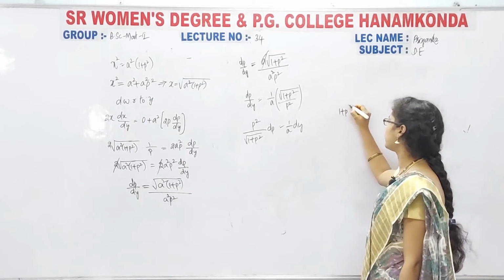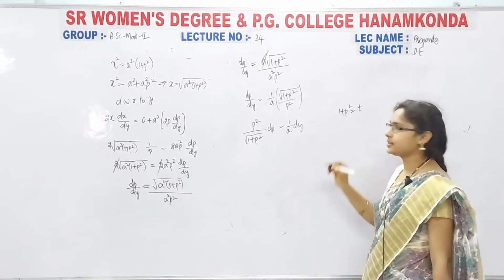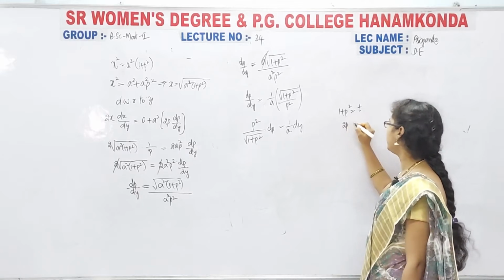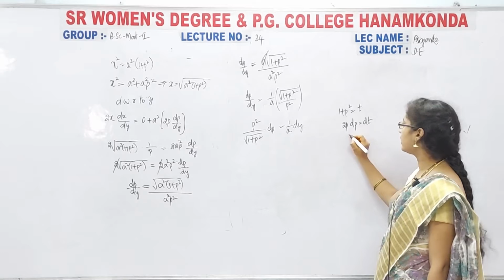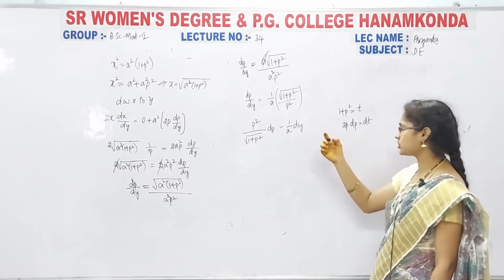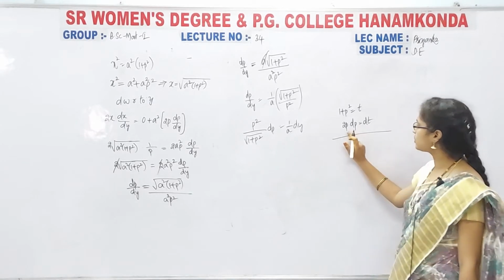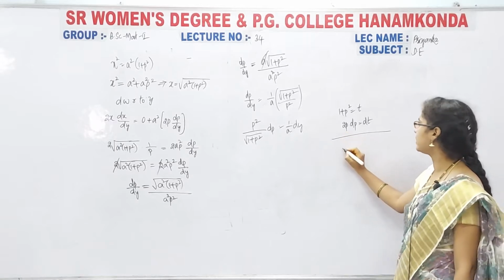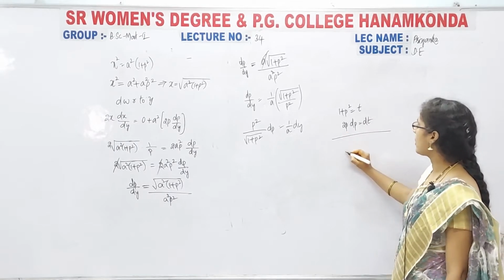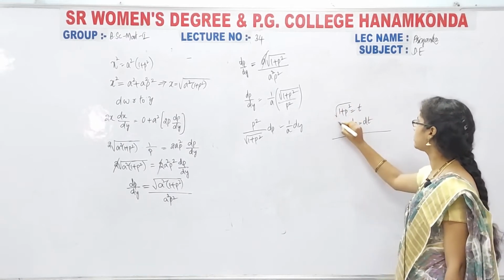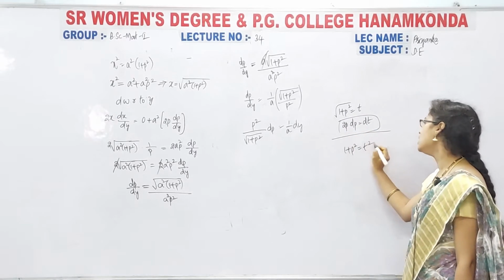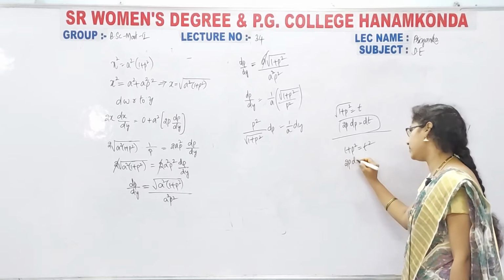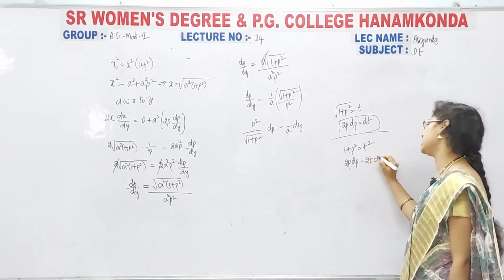So that's why I am taking 1 plus p square equal to some t, then 2p into dp is equal to dt. Simply having p square, by taking this one it is not possible, so that's why t. So now the under root of this one: 1 plus p square equal to t square. Now 2p dp is equal to 2t dt.